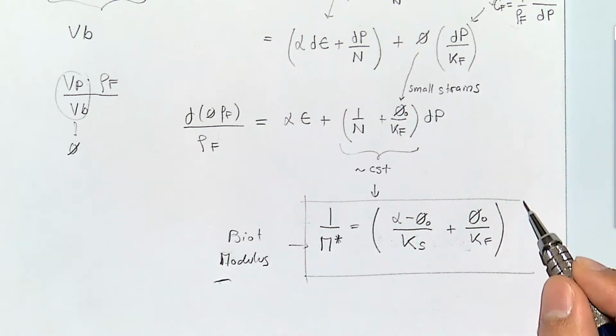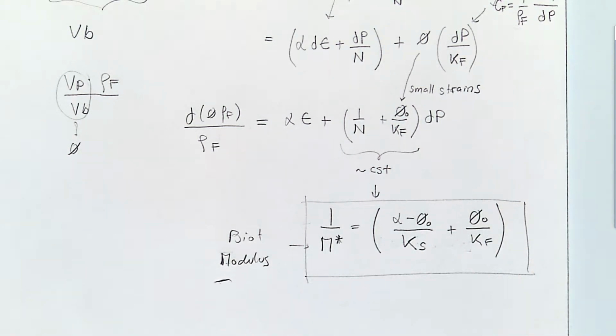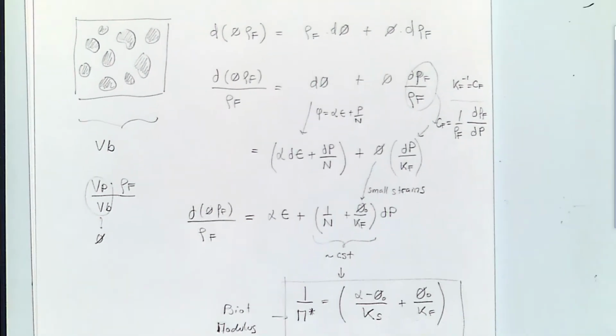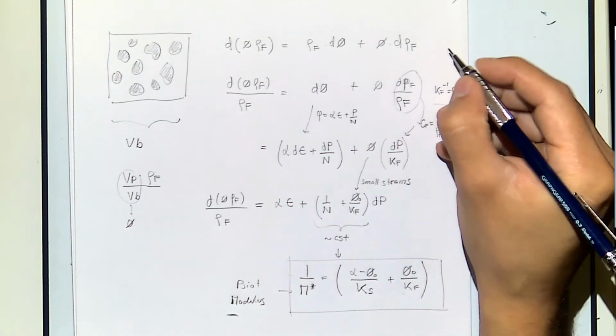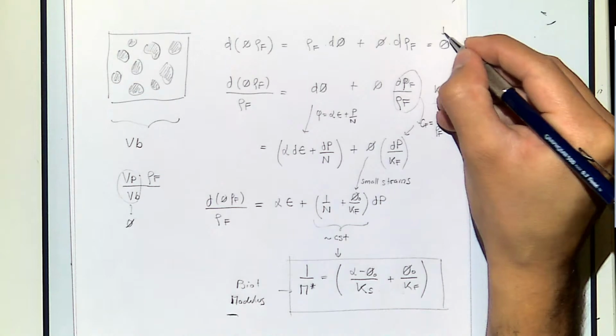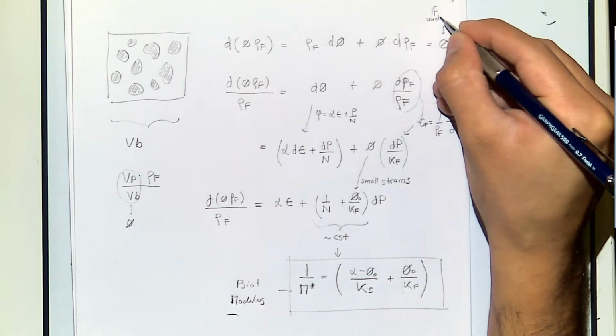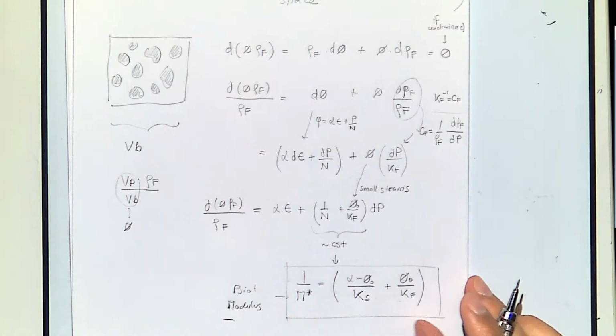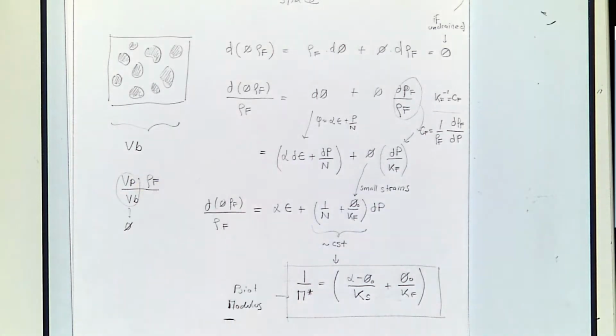Okay, for undrained loading, then this is going to be very important. And for undrained loading, this has to be equal to 0 if undrained. That means that there is no variation of any fluid mass inside the porous solid. It can compress, the density can change, but there has been no fluid, no molecule of fluid going in or out of the porous solid.